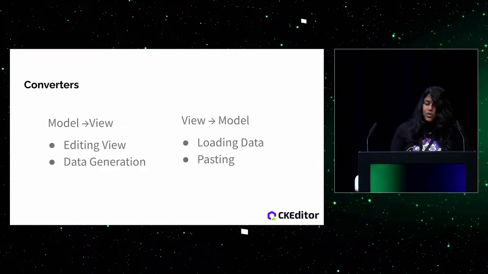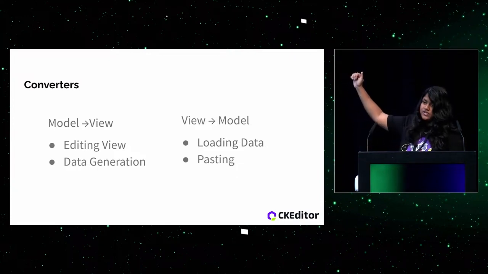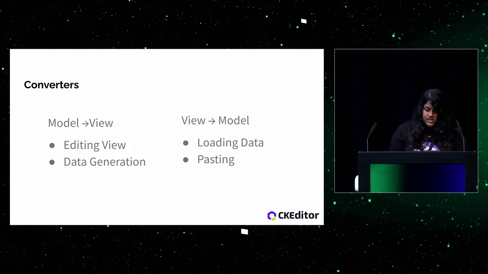Now, the converters. Once we have defined what the schema is, we go to the converter. And the converter is really interesting because it's a bi-directional flow, right? It's a model to view and view to model flow. In the model to view flow, it tells the editor how the model structure should be converted to the view, and the view back to the model. The model is actually converted to 2 separate views. One is for the editing view and one is for the generation of data within your instance. So that's the HTML for instance that you save into your database.